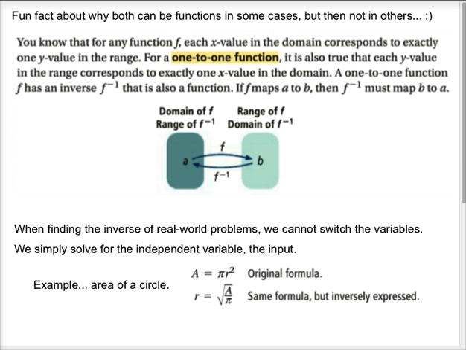All right, so speaking of inverse functions, here's a little fun fact about why both can be functions in some cases, but not in others. Why sometimes do we get something that's not a function? Well, you know that for any function f, each x value in the domain corresponds to exactly one y value in the range. For a one-to-one function, it's also true that each y value in the range corresponds to one x value in the domain. So basically, one-to-one means it passes something called a horizontal line test.